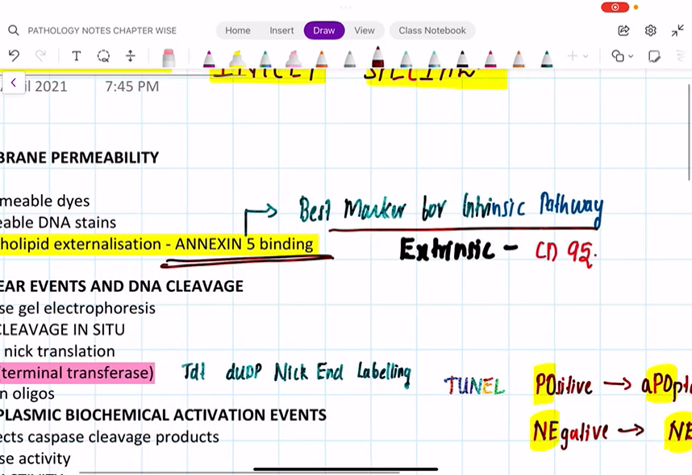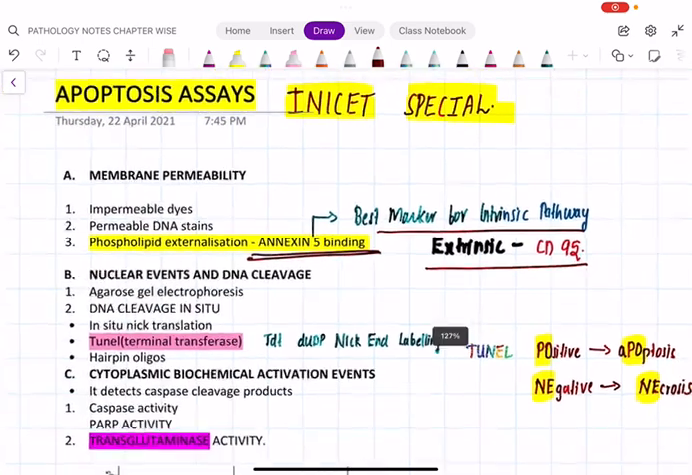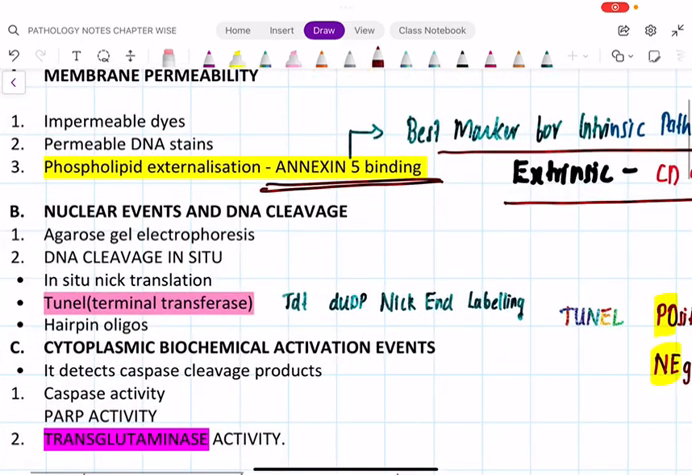Fine. Yes. In the extrinsic pathway, I have told you it is CD95. Then we have some nuclear events and DNA cleavage assays, that is agarose gel electrophoresis. Then DNA cleavage in situ. We have in situ nick translation. We have something we call the TUNEL assay.